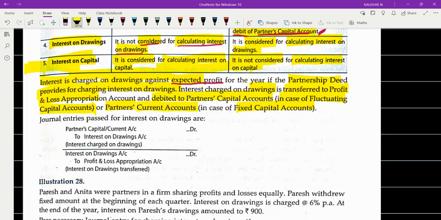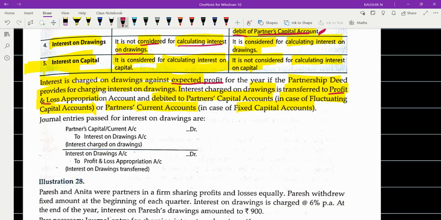The partnership deed provides for charging interest on drawings. Whatever interest is charged on drawings is transferred to the profit and loss appropriation account. So where will we show interest on drawings, in the P&L account or in the P&L appropriation account? That is very important. It is shown in the P&L appropriation account.